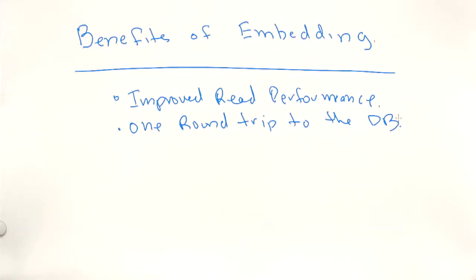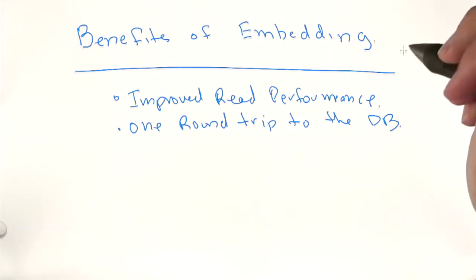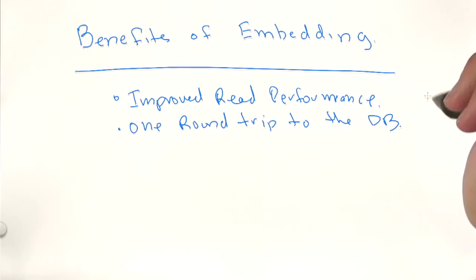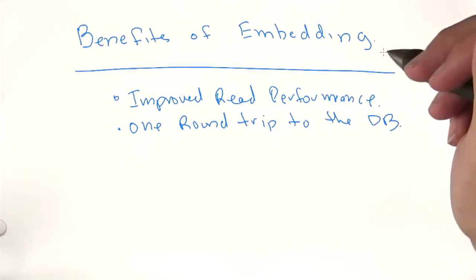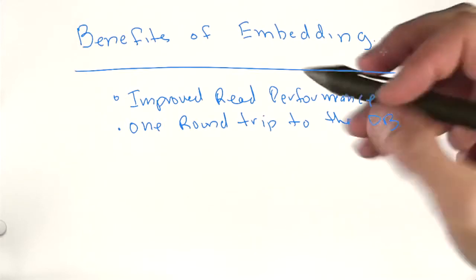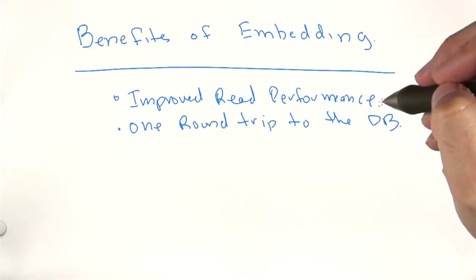The main benefit of embedding data from two different collections and bringing it together into one collection is performance. And the main performance benefit comes from improved read performance.